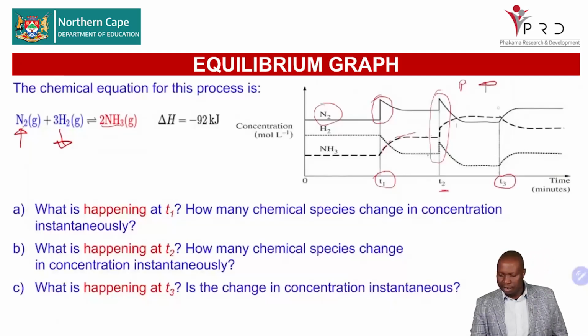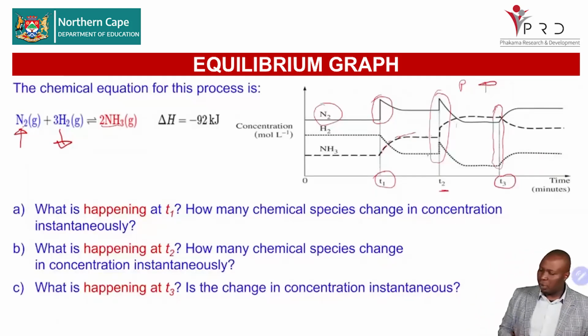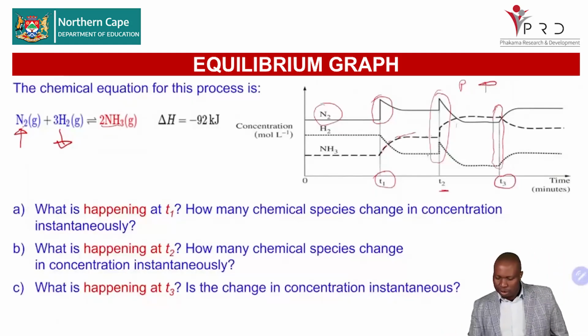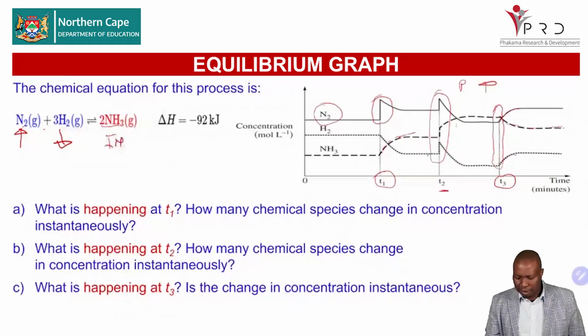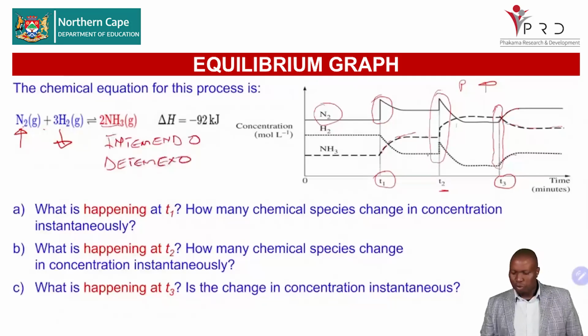So the concentration remains at the same place, but now it will only depend on whether the temperature was increased or decreased. You can see that our NH3, which is the forward reaction, is decreasing. So what is increasing is N2 and H2, which are our reactants, which means we've increased temperature. Remember, if we increase temperature, the endothermic reaction will be favored. If we decrease temperature, the exothermic reaction will be favored.